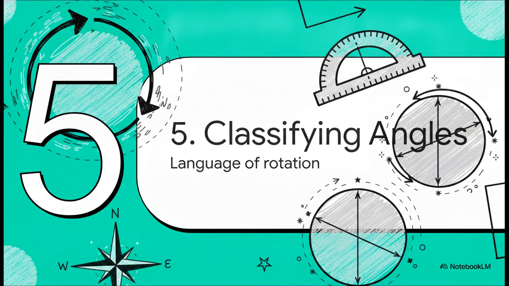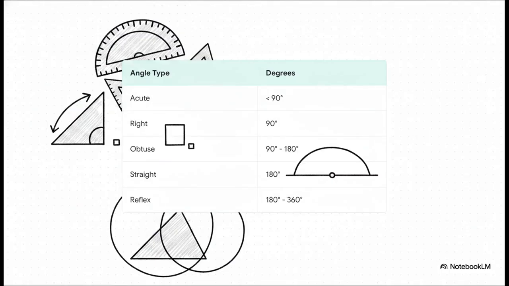Which brings us to Section 5, classifying angles by degrees: the language of rotation. Since we know an angle is all about turning, we need a standard system to measure those turns, right? Enter degrees. The golden rule here is that one full, complete rotation, like spinning all the way around until you're facing the exact same way you started, is exactly 360 degrees. Let's run through this quick cheat sheet. It makes it so much easier to categorize these spatial rotations, especially when you're busting out a protractor.